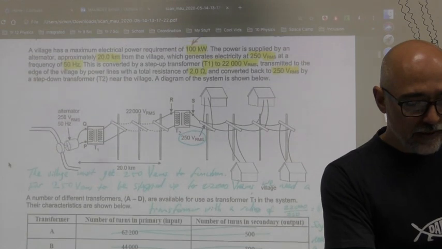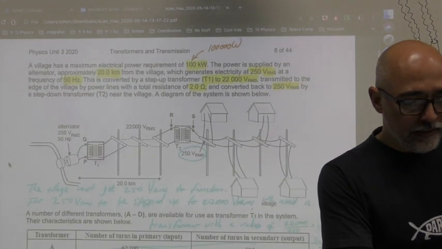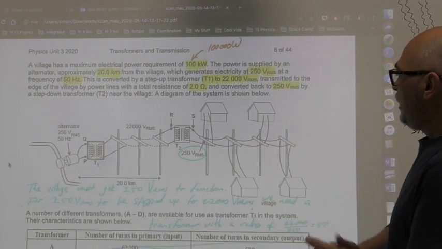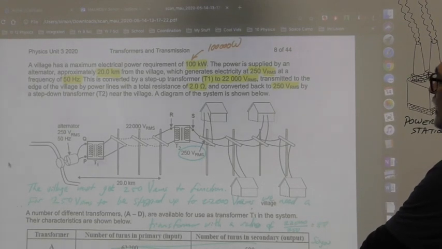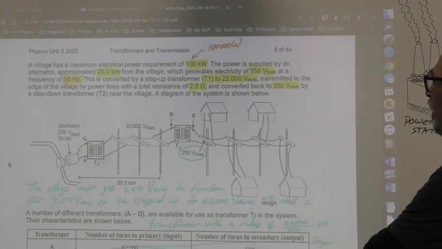Now, let's have a look at this one. All right. A village has a maximum electrical power requirement of 100 kilowatts. Again, be very careful with the kilowatts and the microseconds and the kilometers and all sorts of stuff that they throw at you. Okay, 100 kilowatts, 100,000 watts. There's 20 kilometers from the village, which generates electricity at 250 volts RMS at a frequency of 50 hertz.